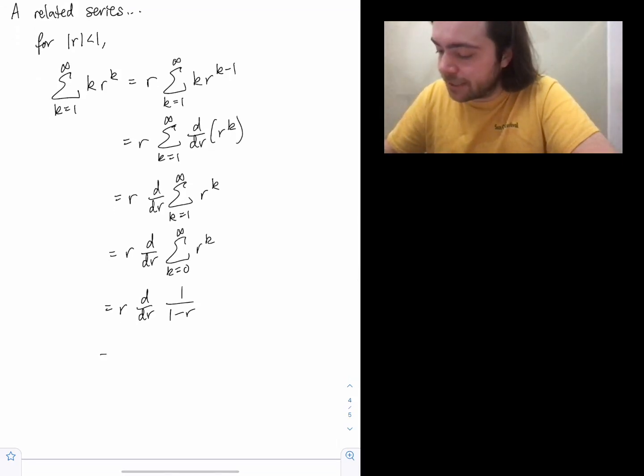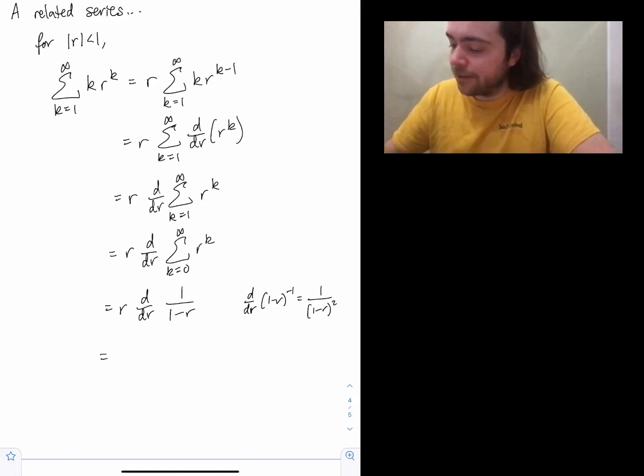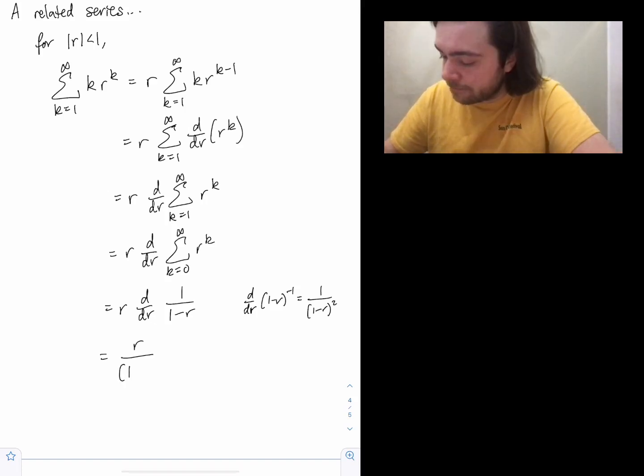Now I just have to take that derivative. That's just the derivative of 1 minus r to the negative 1. The negative 1 comes down, it becomes a negative 2. And with the chain rule, you have to remember to multiply by the derivative of the inside, which is going to give me an extra negative 1 that cancels that one. What I end up with is just 1 minus r squared. So the end result here is r over 1 minus r squared.